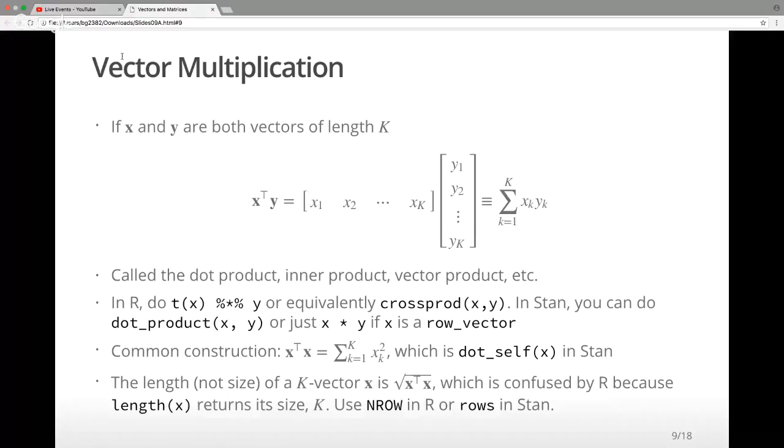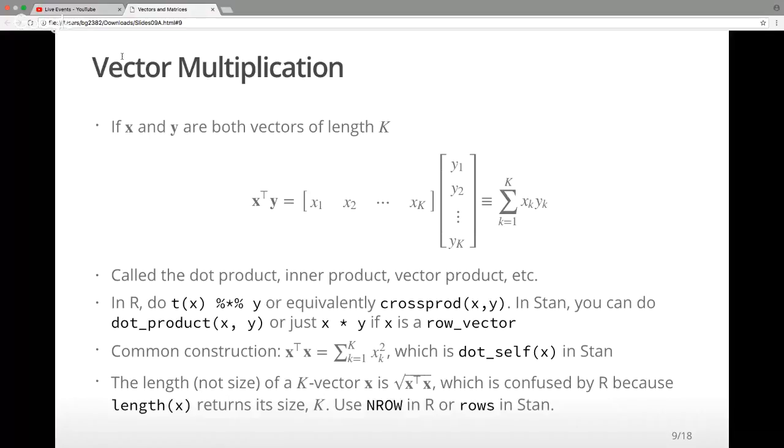If you use it with all capital letters, NROW, it's going to return the number of rows, whether x is a matrix or a vector. But if you use lowercase nrow, that only applies to matrices. In Stan, you can just call the rows function. It will return K, the integer K in this case, the size of x. Similarly, if we're talking about a matrix, there's a cols, C-O-L-S, function in Stan that returns the number of columns.